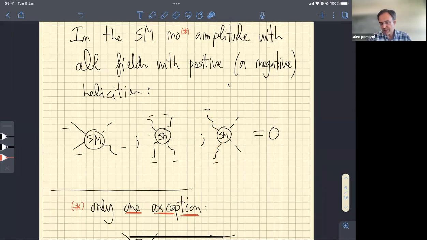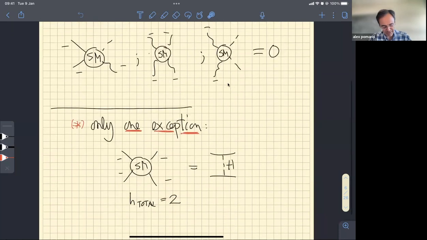I don't know if they will explain this property to you. You can derive it using supersymmetry, or you can use different tricks. There is not a fundamental principle behind it, but it is a very useful one. These maximal helicity amplitudes, with all helicities minus, are 0. And in the standard model there is one exception.